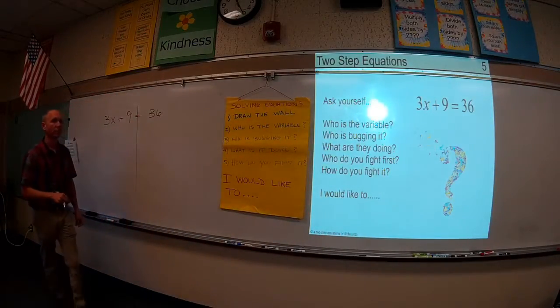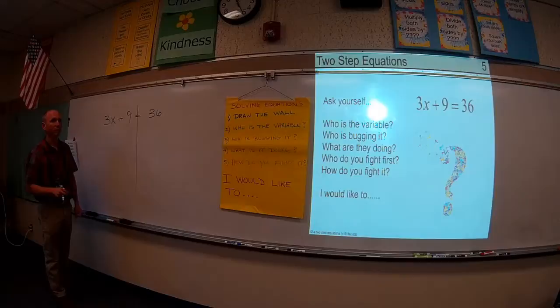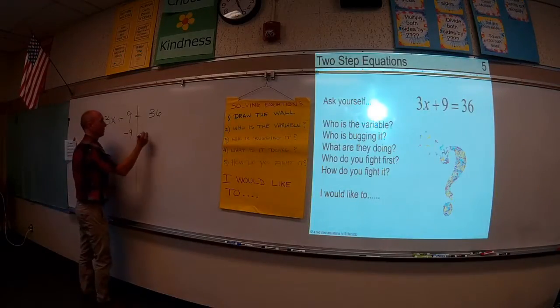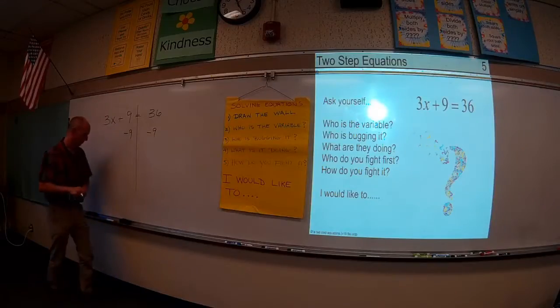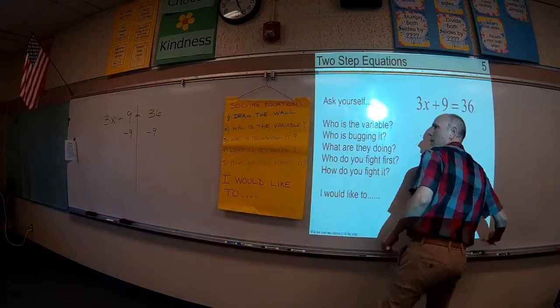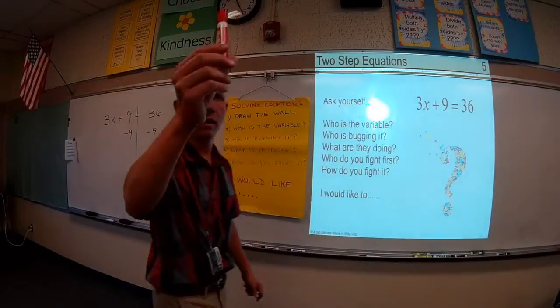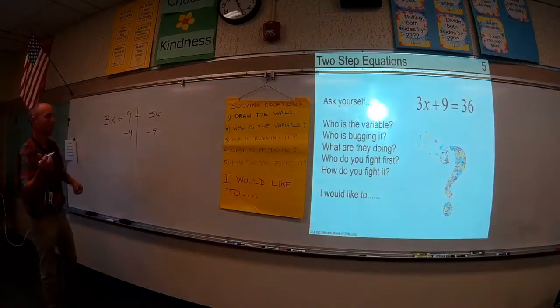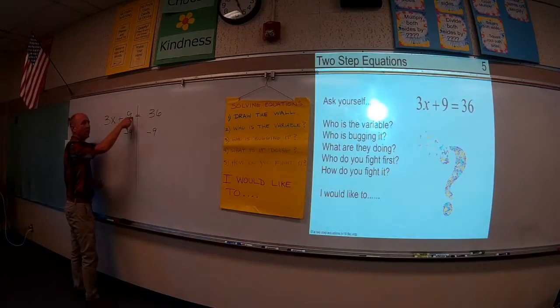Yes, Jackson. I would like to subtract 9 from both sides. Perfect. I'm subtracting 9 from both sides. Have I told you what this is? The marker of destruction. The red marker of death and destruction. It's coming in here. A 9 minus a 9, they cancel each other out.